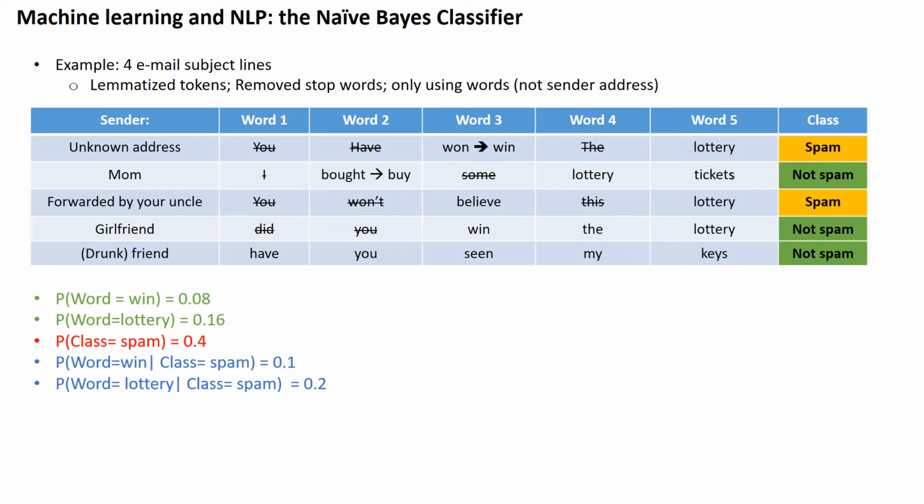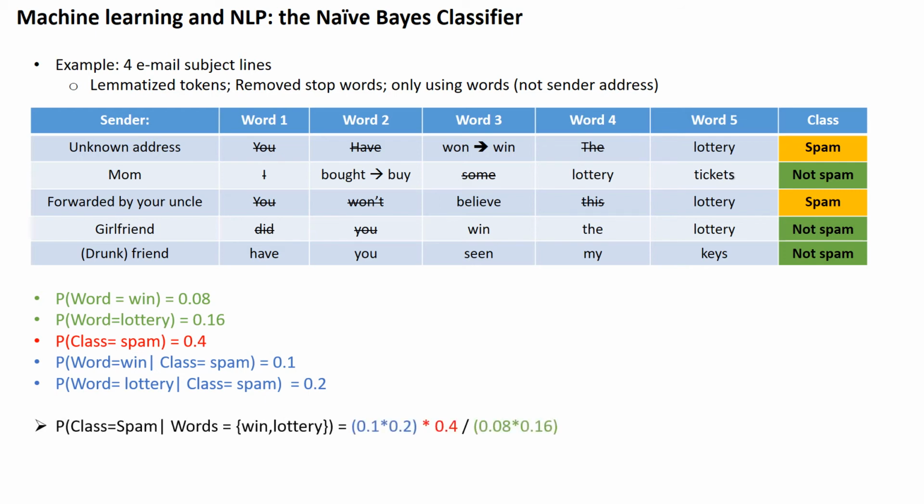Yes, okay. So that's 0.1 or 10%. And what is the probability that a word is lottery given that the class is spam? Well, in both emails that are spam, we have the word lottery. So 2 out of 20 words. So that's 0.2 or 20%.